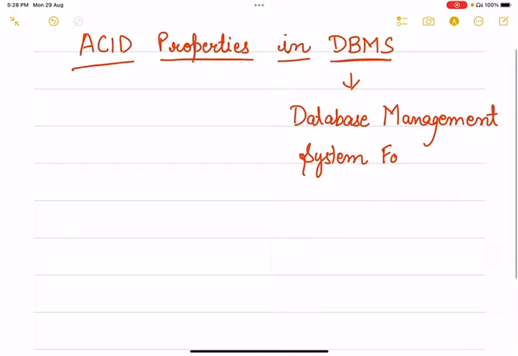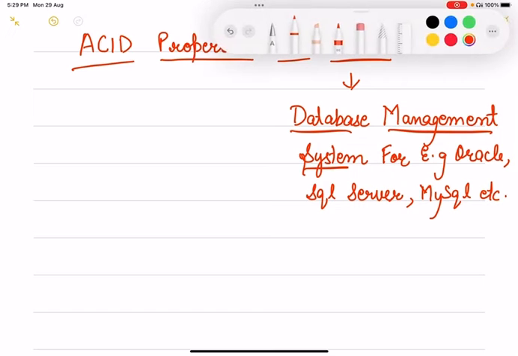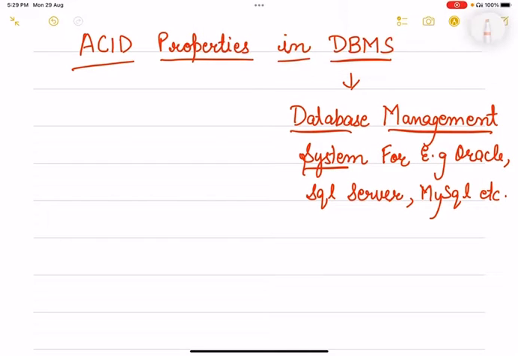For example, Oracle, SQL Server, MySQL, PostgreSQL, and so on. Alright, so this is DBMS, Database Management System. Now we have to see about ACID properties, what these are. This is a very important topic in DBMS, Database Management System.